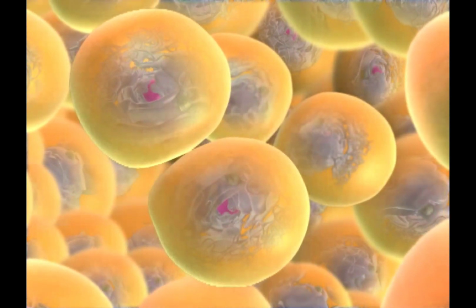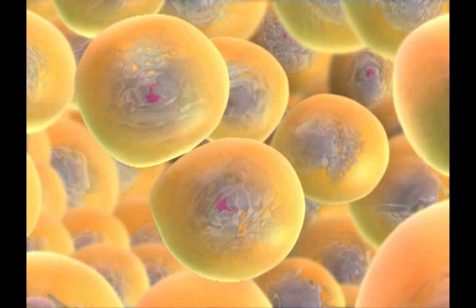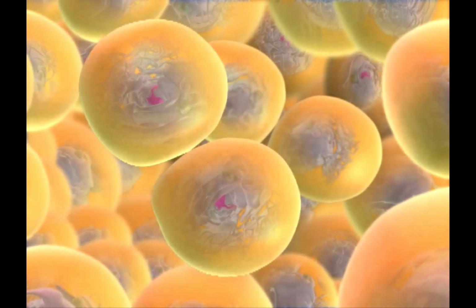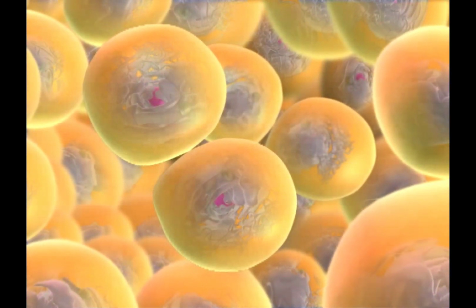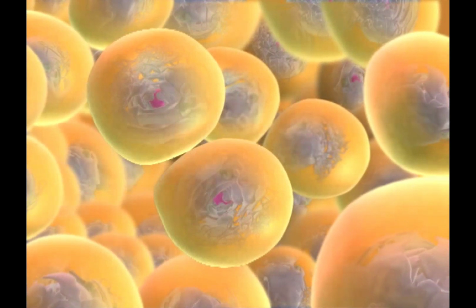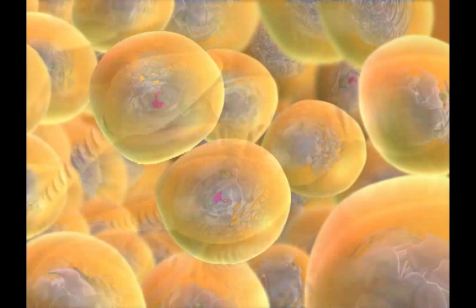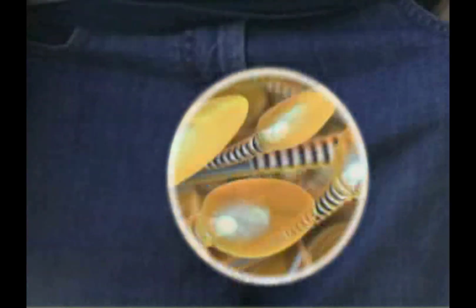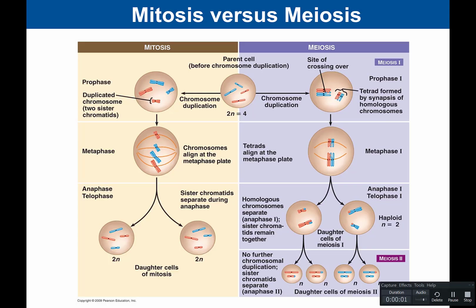We started with a single diploid cell, and now that meiosis is complete, we have 4 haploid cells, cells with a single set of chromosomes. These haploid cells mature into gametes that can contribute to the next generation. So this is comparing mitosis and meiosis. In both cases, mitosis and meiosis, they both start with interphase. And in interphase, we start with a diploid cell. So notice the cell in the middle.